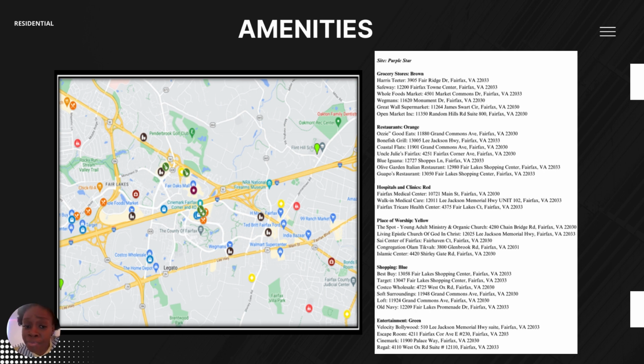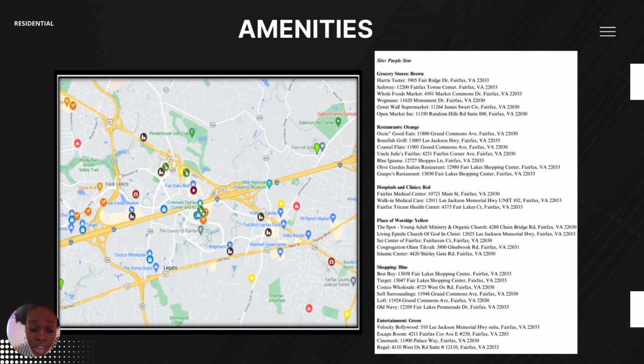Next, I used Google Maps to create this map and to map out all the amenities that a residential person would actually need. These were the grocery stores, marked in brown, and orange, which is the restaurants around the site that are not included in our site. The hospitals and clinics are marked in red; in this area, we have 2.